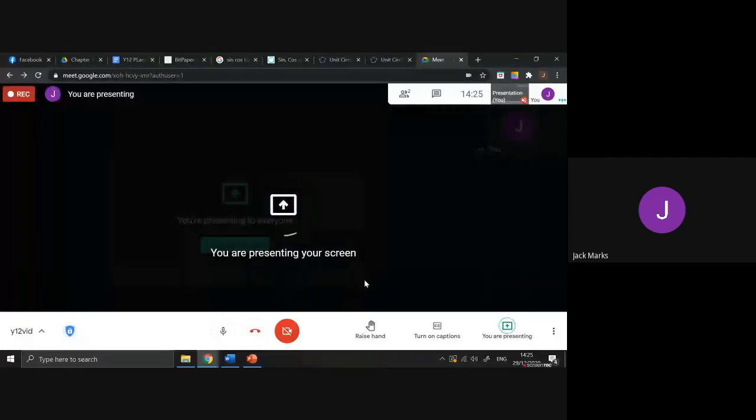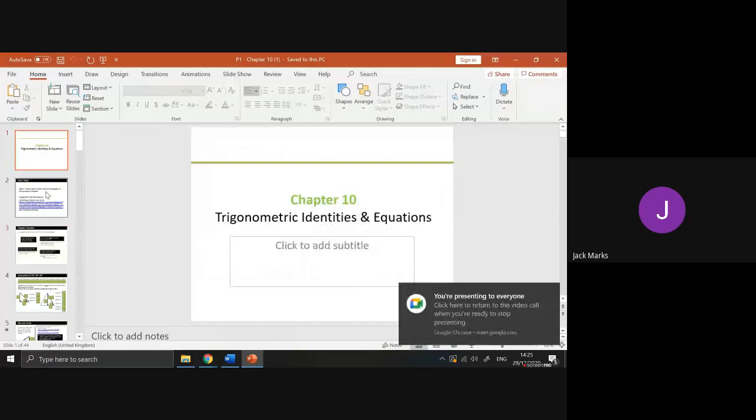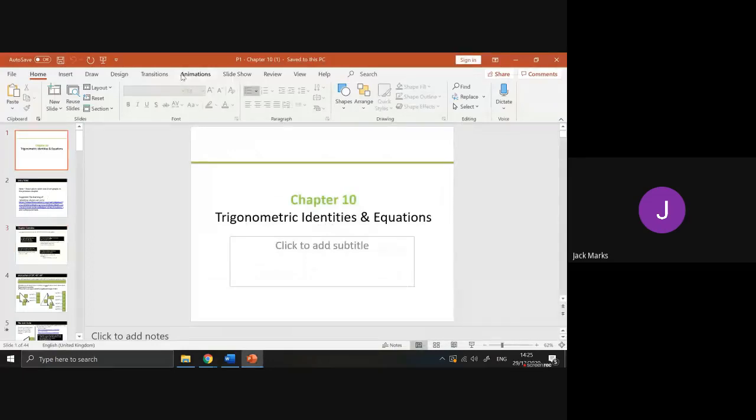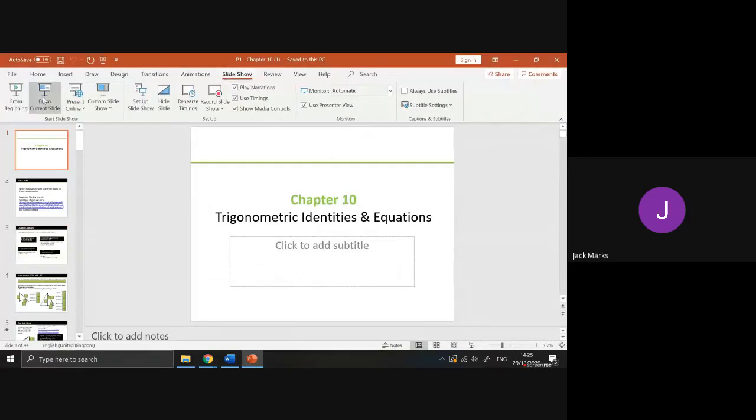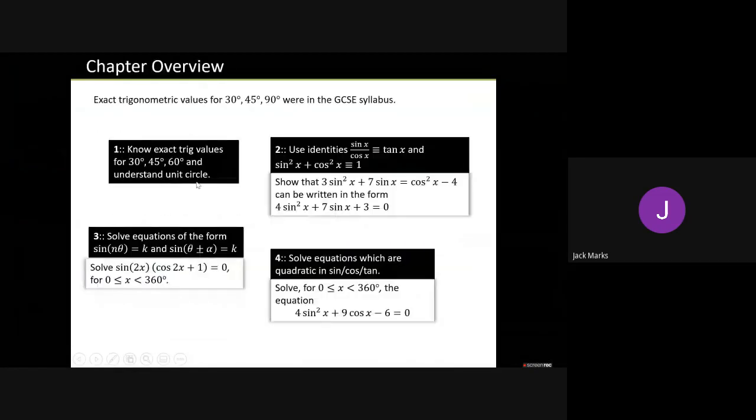Okay, so we're going to take a look at chapter 10, trigonometry, and I'm going to start right at the beginning, 10a and 10b. Now, we're going to start talking about this first one here, exact values. If you've got a good memory, you might remember these from GCSE. Very useful to know, though. We'll talk about why you should know them and not just use a calculator instead.